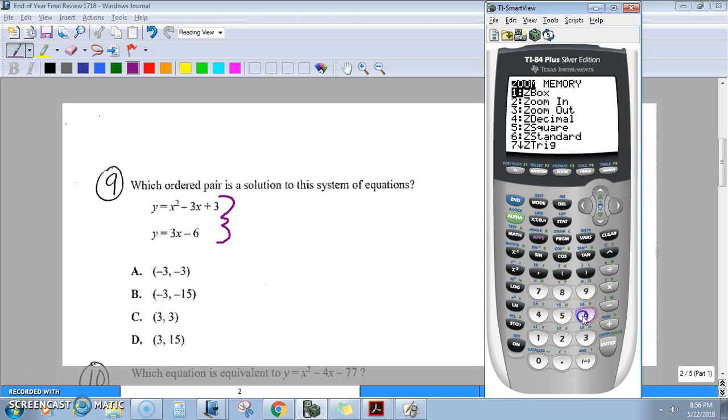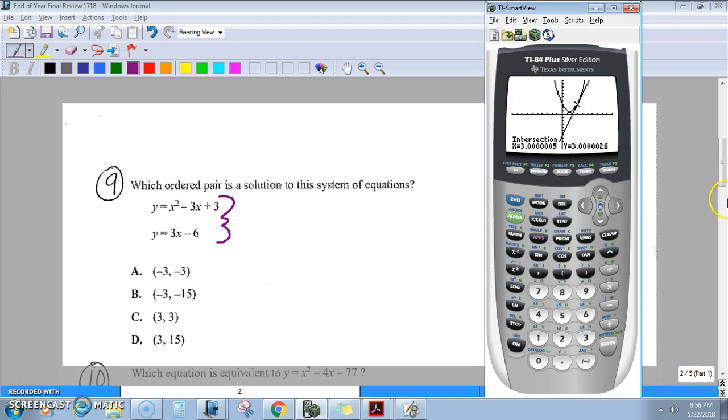I don't know why that didn't work. Let me go out. Maybe I just couldn't see it. So again, second calc, intersect. First curve, second curve. I guess I won't do that when you're zoomed in. Good to know. So it looks like they intersect where x is 3 and y is 3.